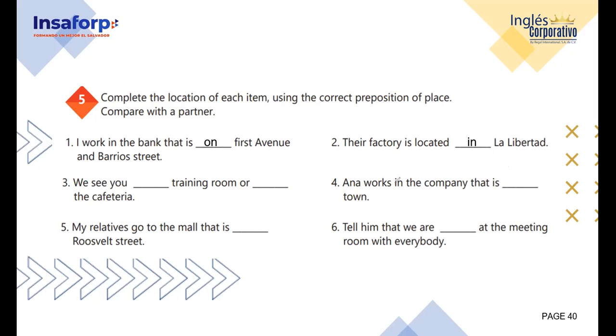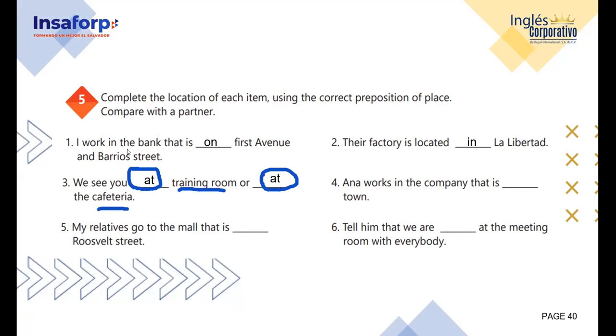Which one, you said? At the training room or at the cafeteria. Very good. So we see you at the training room or at the cafeteria. Aquí en este caso utilizamos el at porque los dos son lugares específicos. Miren, training room y cafeteria. Está diciendo algo exacto, donde quiere que se reúna.